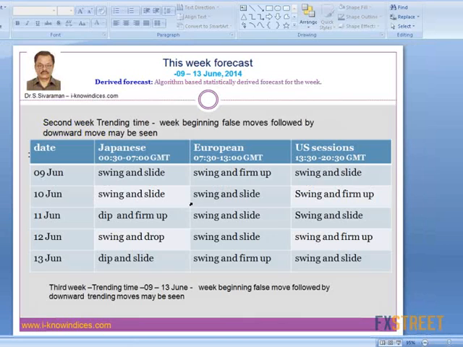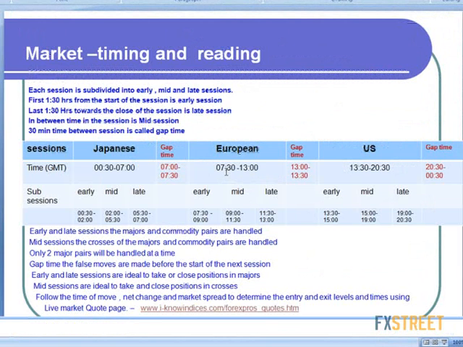So here, this is the forecast I have given on 9th, yesterday, that is Monday, showing how exactly the market is expected to make the swings and slides or rise during different parts of the day. And today we are on 10th, and the market was expected to make the swing and slide during the Japanese session, and again swing and slide during that of the European session. Now we are at the European session. So we are at 9 GMT.